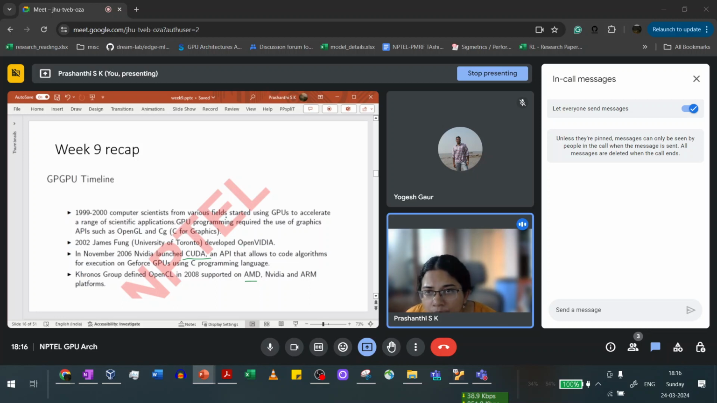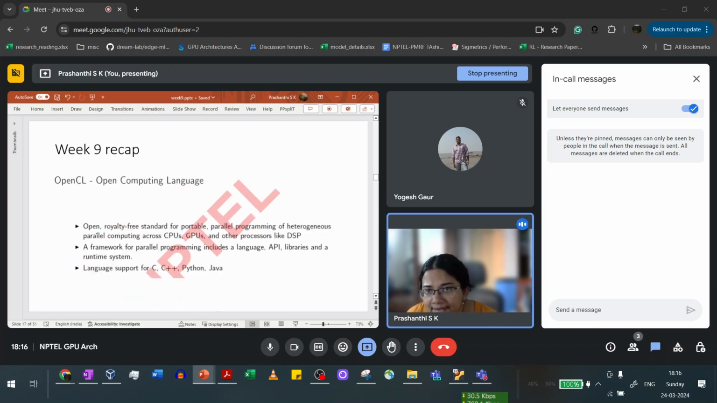The aim of OpenCL was to be an open source and royalty free standard for parallel programming of heterogeneous compute. So it did not just target GPUs, but various other processors and accelerators. For instance, it could use CPUs, DSPs, and a lot of other things. And as a framework for parallel programming, it included a language standard, the API, the libraries, and the runtime system. It supported languages including C, C++, Python, and Java.